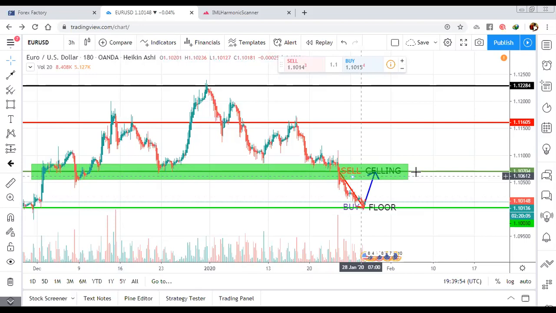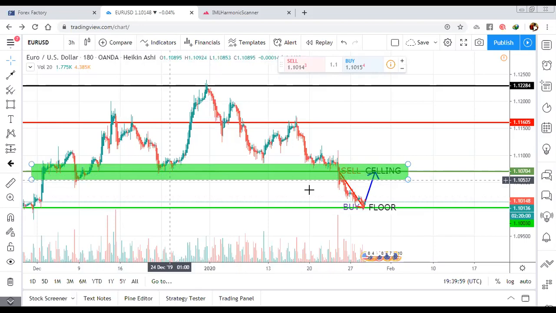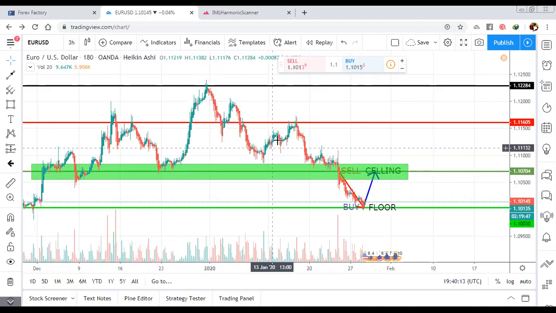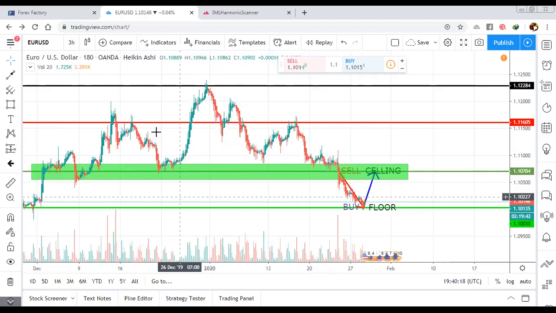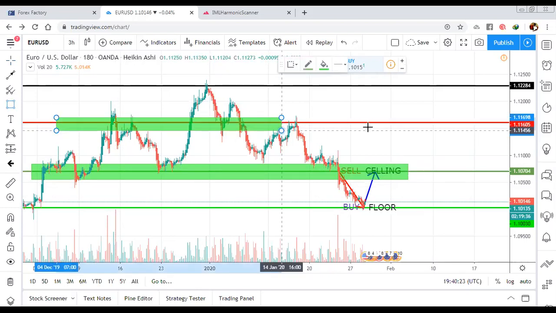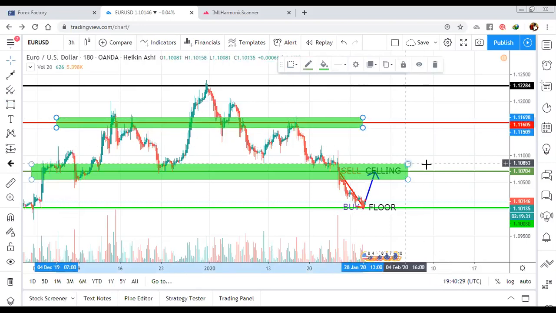That is why I placed my ceiling or my roof here, or I place my support line here. You want to put your support line where you can see price retesting, where price is consistently touching or retesting. Okay, that is why my lines are placed like this. These are zones where things are happening. That is why I placed it there.